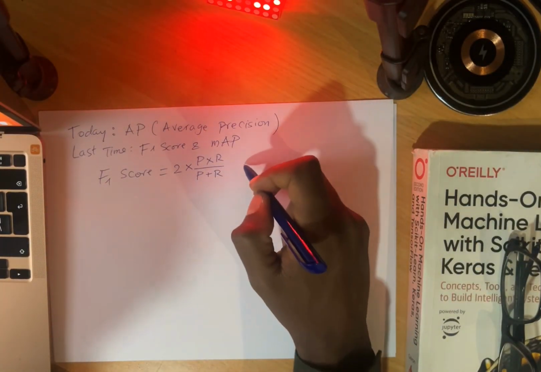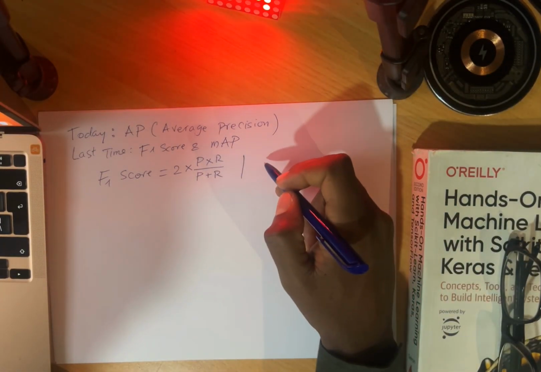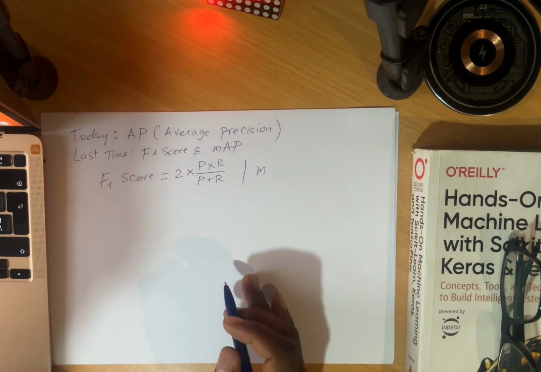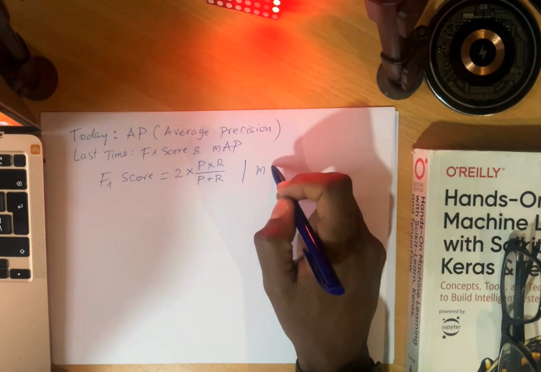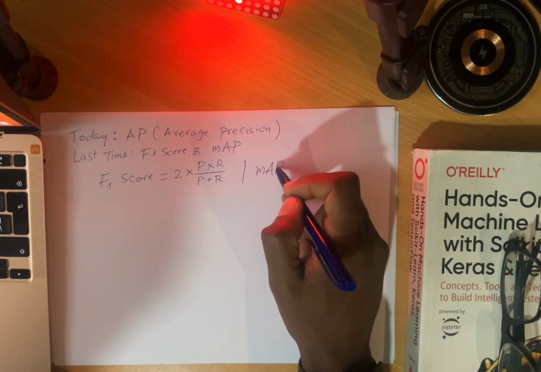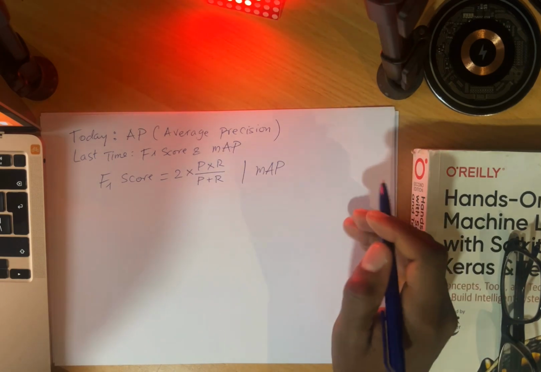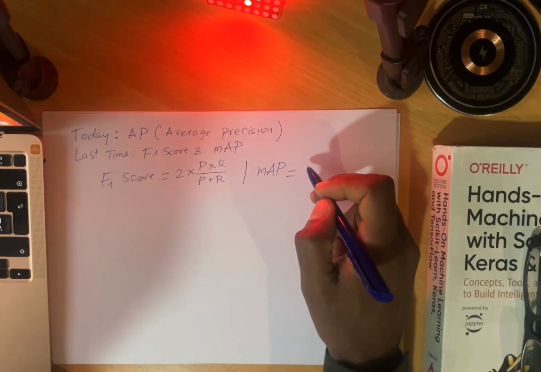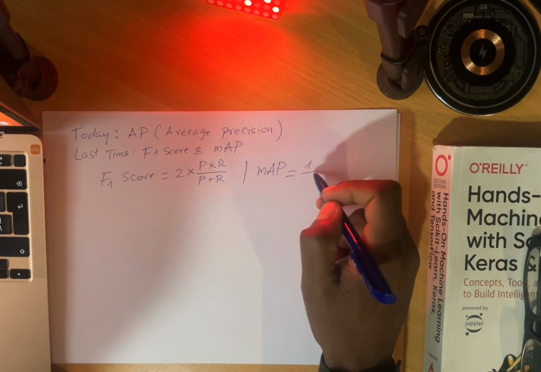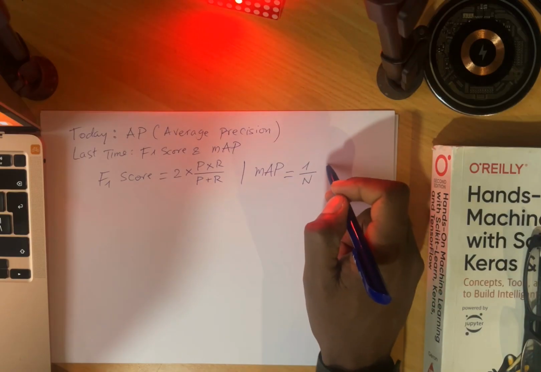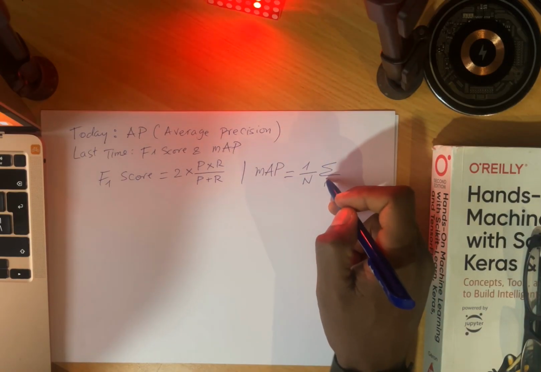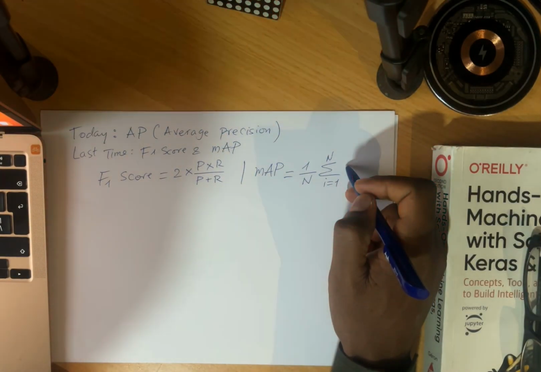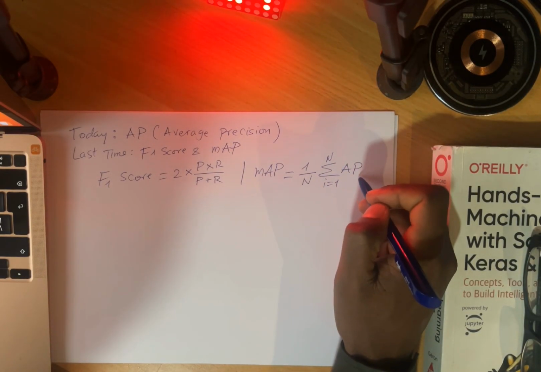While mAP, mean average precision, is provided by the average, the summation of APs.